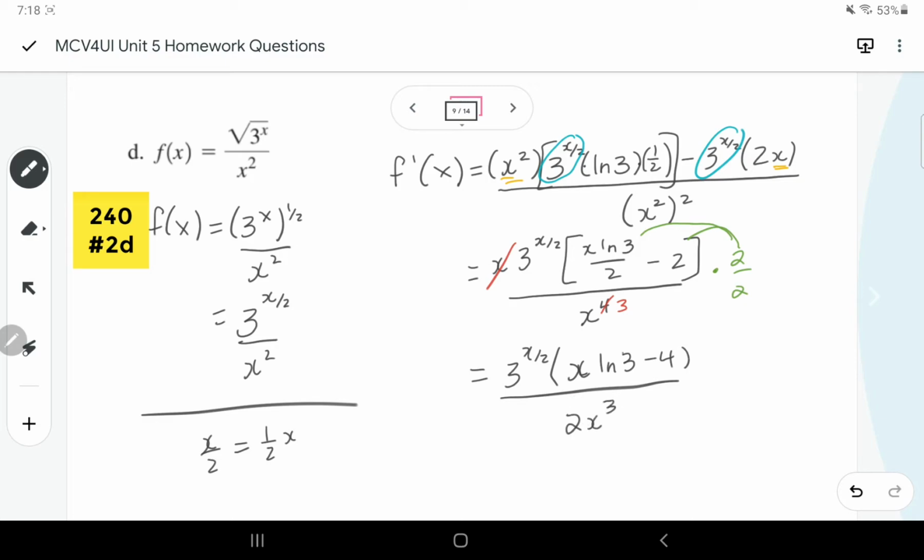So I've cleared out my fractions in fractions. It's factored as much as I can, and I've reduced the x's top and bottom. So that, I would say, is the simplified form.